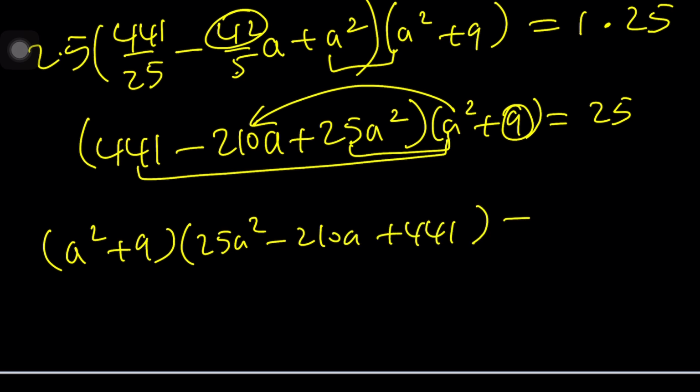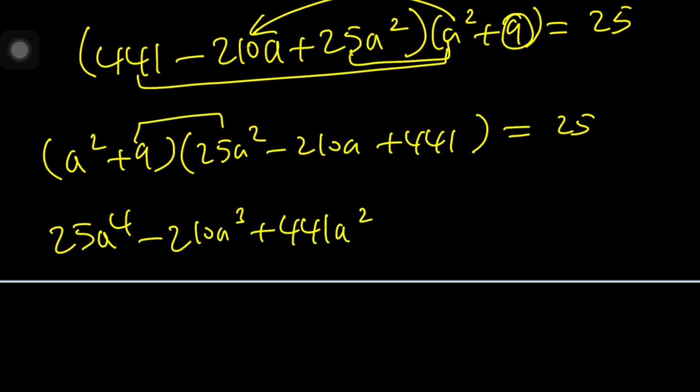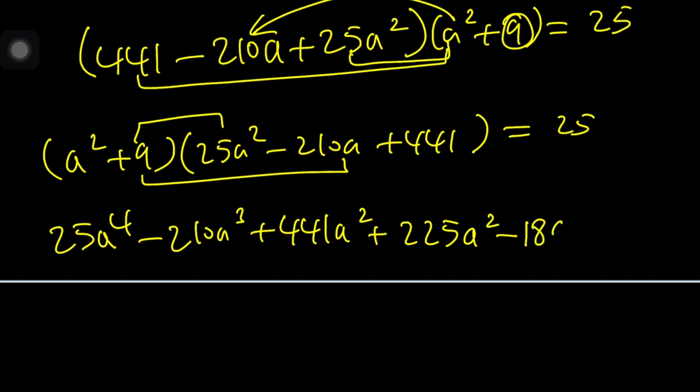This feels more natural. Okay, now we're going to distribute the a squared, 25a to the 4th, minus 210a cubed plus 441a squared, because I have a feeling I duplicated something. Yes, I think I missed this one. That will be 225a squared minus, oh, we missed that too. That's interesting. 1,890a, right? Is that correct? I believe so. And then finally, 9 times this one. And that was 3969, I think so, right? Something like this, if I remember correctly. And that's equal to 25. Let's write it here. Okay.